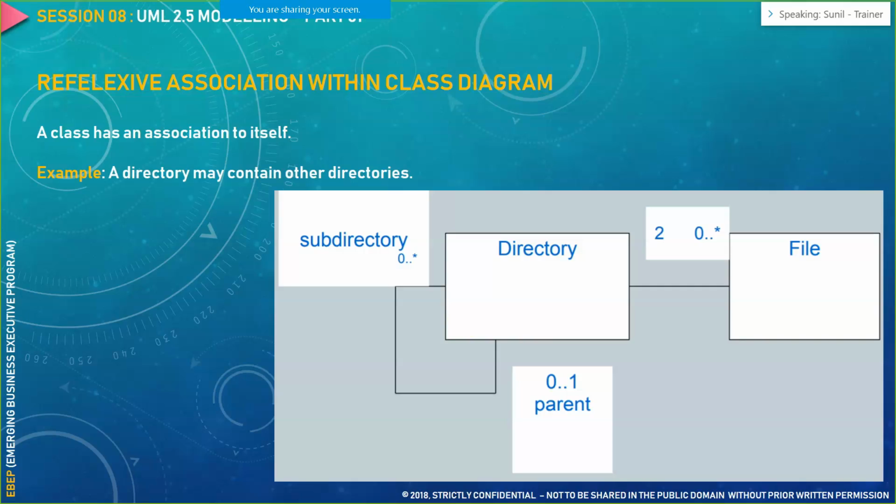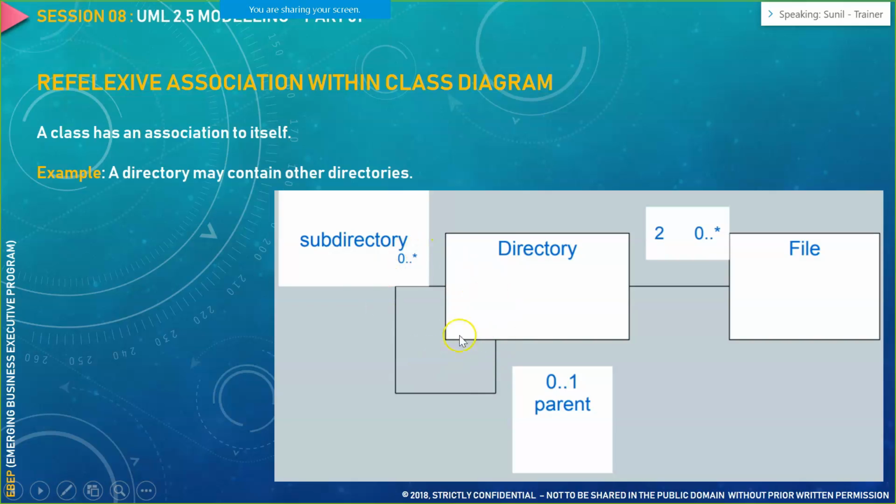Now for example, you all might be aware of the directory and file concept in a particular system. So we have a directory, we have different files, and then we have a subdirectory. So a directory has a relationship to itself, that is your subdirectory. So a directory can be your C drive, can be your D drive. Now within that C drive, D drive, it has different subdirectories. For example, you can have different folders. Within that particular folder you can have different files. So directory and subdirectory have a reflexive relationship amongst itself.